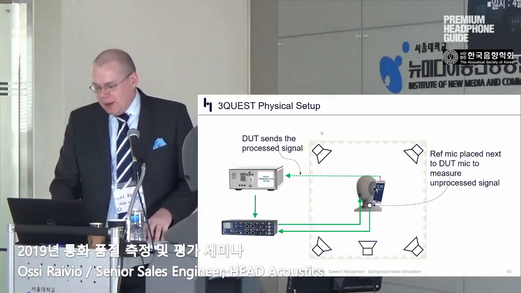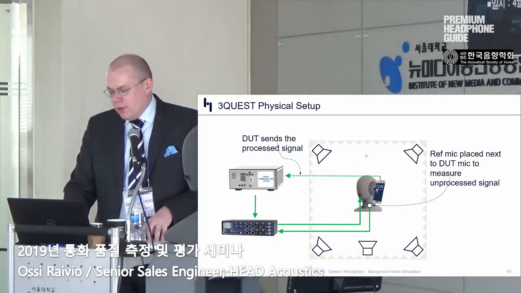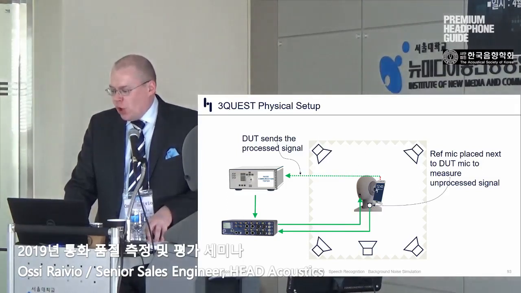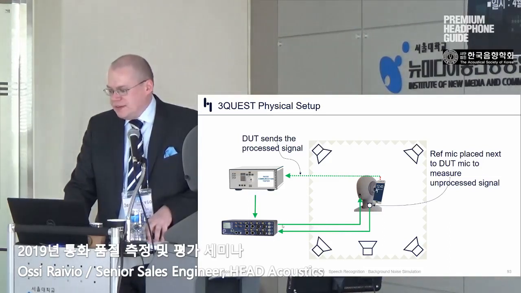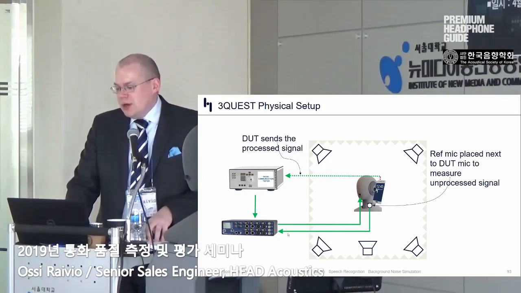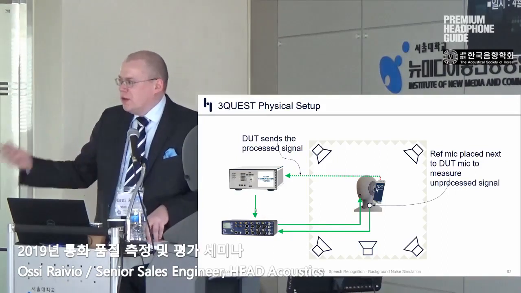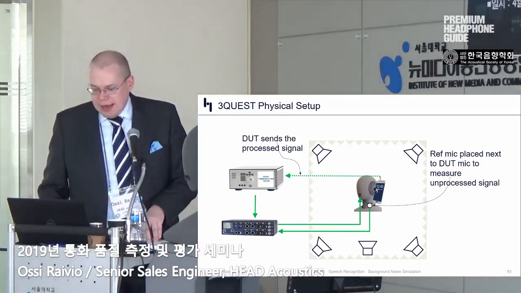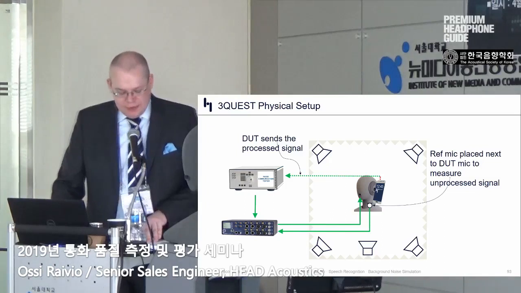So the measurement setup once more: we have background noise going on, we have a reference microphone close to the device microphone, and we are putting the signal to the mouth. This signal here is the clean speech. When we are recording the speech and background noise with the reference microphone, this is the unprocessed signal. And finally, what the device is sending is the processed signal. So from these three signals, clean speech, unprocessed, and processed, we are calculating the SMOS, NMOS, and GMOS in the narrow band and wide band test cases.